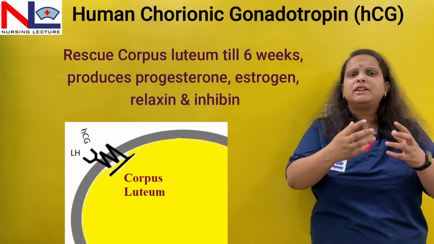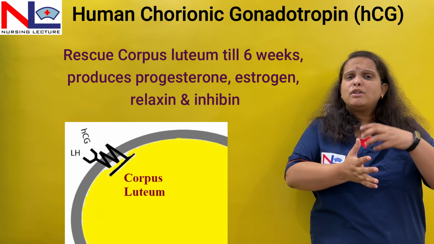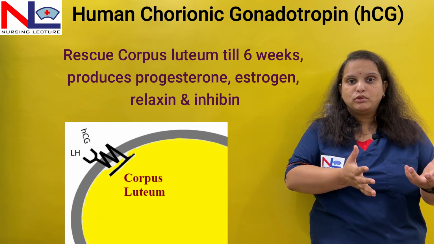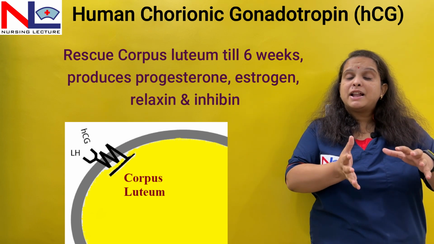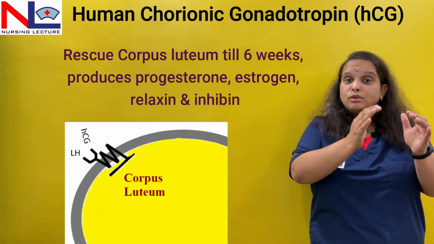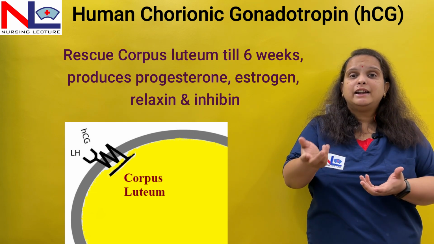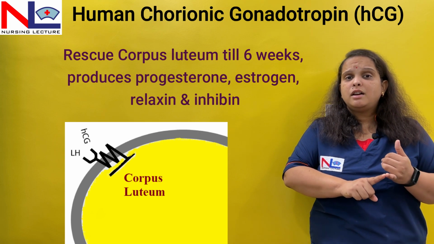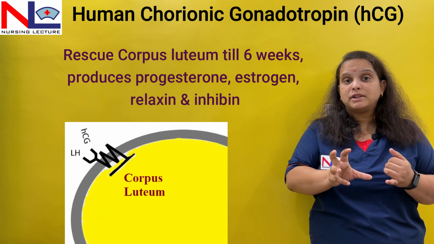For all the maternal adaptation, these steroid hormones are very important, because till then the placenta is not able to release these steroid hormones. So until the placenta takes over all its function, HCG rescues that corpus luteum, that remnant structure. It allows the corpus luteum to release these hormones until they are released from the placenta. So this is the main function of placental HCG, that is to rescue the corpus luteum.